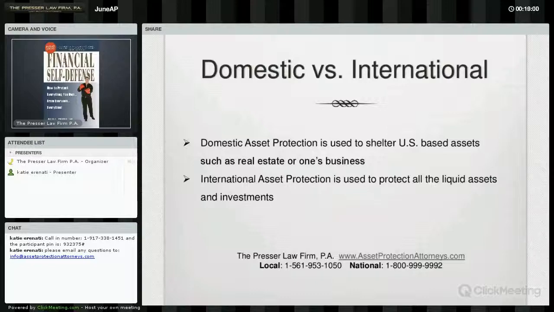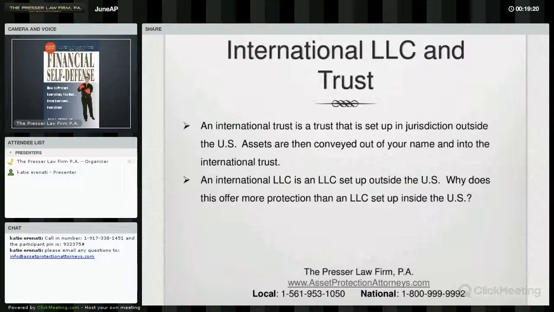And that's because you simply can't pick up a house and fly it to Nevis or fly it to the Cook Islands or fly it to Belize. You can transfer your money there. So while it does help protect other assets, international asset protection really gives you that best bang for the buck and that most comfort level and best protection when you're protecting liquid assets and/or investments.